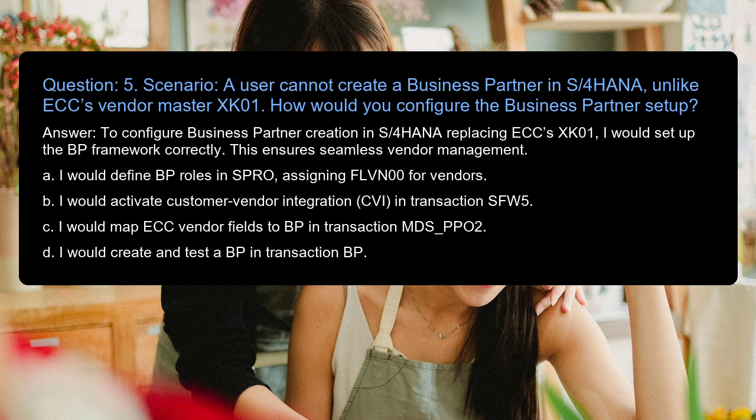A. I would define BP roles in SPRO, assigning FLVN00 for vendors. B. I would activate Customer Vendor Integration, CVI, in transaction SFW5. C. I would map ECC vendor fields to BP in transaction MDS_PPO2. D. I would create and test a BP in transaction BP.